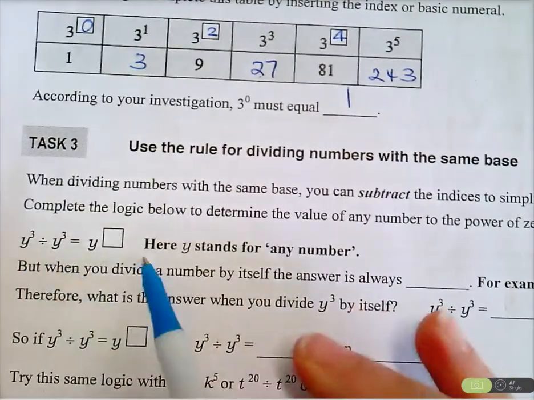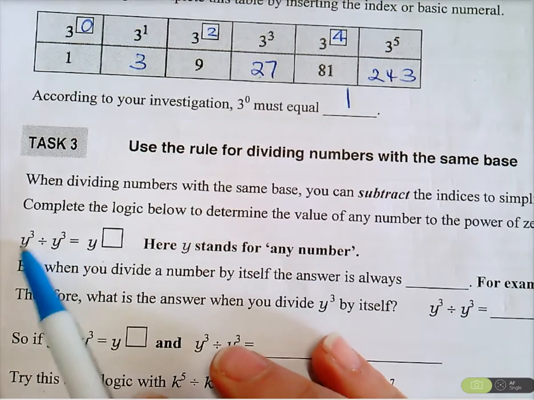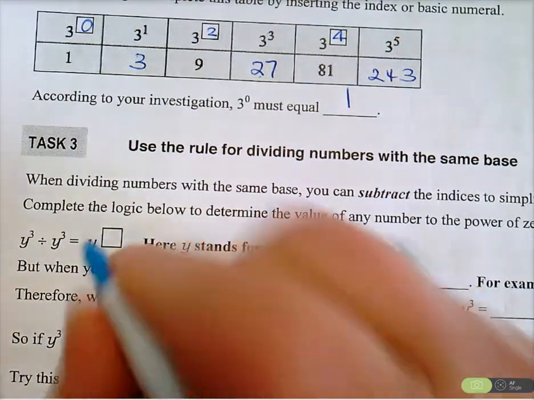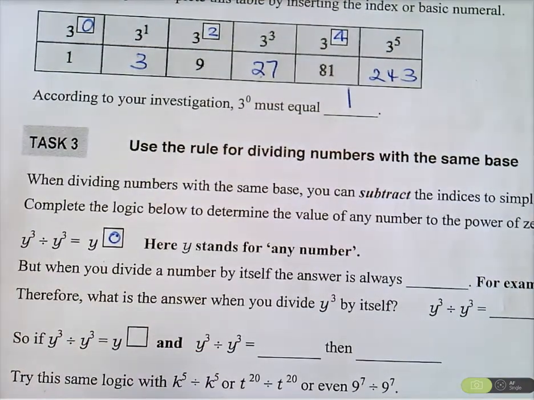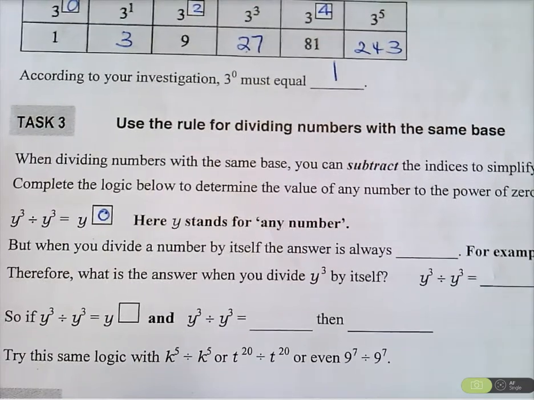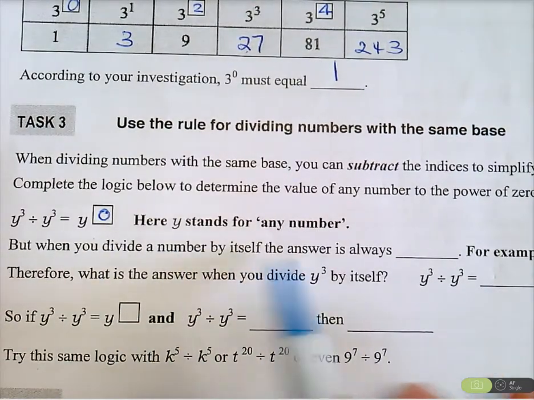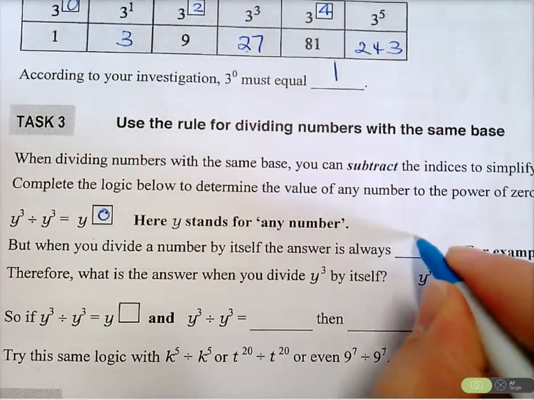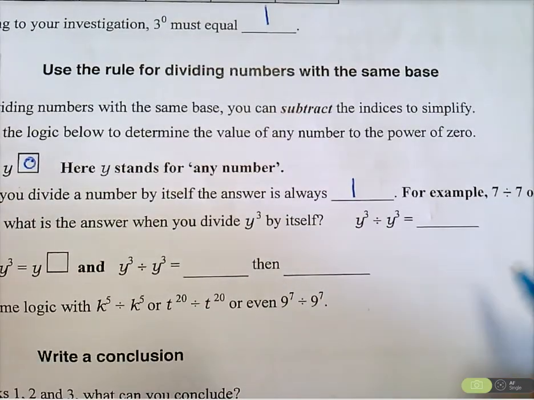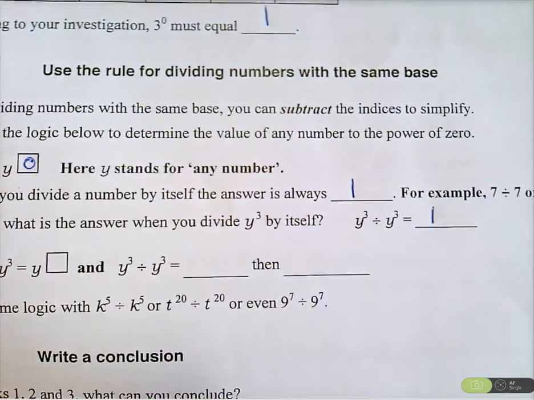This is actually how I did it on the sheet. So y cubed divided by y cubed, we've already done this, okay, is y to the 0. You know, when the bases are the same, subtract the indices. We did this earlier, but when you divide a number by itself, the answer is always 1. So, for example, therefore, y cubed divided by y cubed is 1. So, just down here, we did this before.